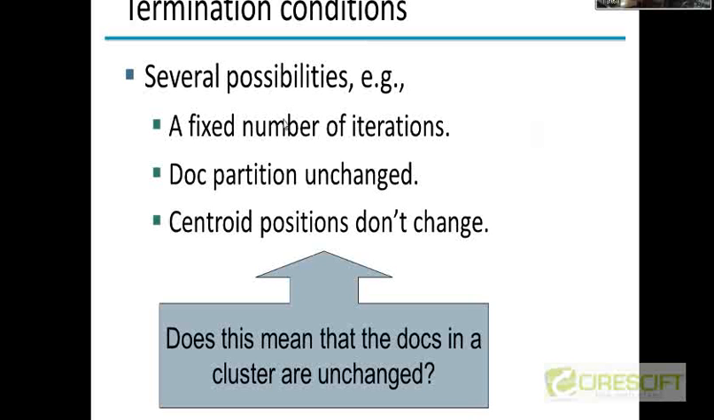In fact, it turns out that K-means clustering converges pretty fast, so we could predefine a fixed number of iterations, and after those number of iterations, whatever are the clusters, we can say, well, these are the clusters that we have. Or we can stop when the partitioning of the documents is unchanged, just like we did for the example we saw. Or we can stop when the centroid positions don't change. And obviously if the document partition is unchanged, then the centroid positions also will not change.